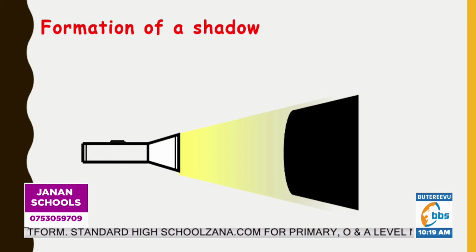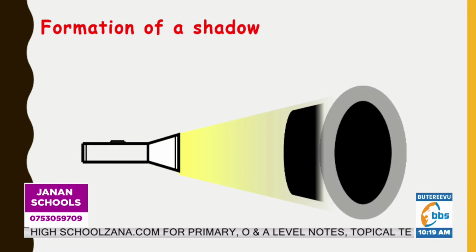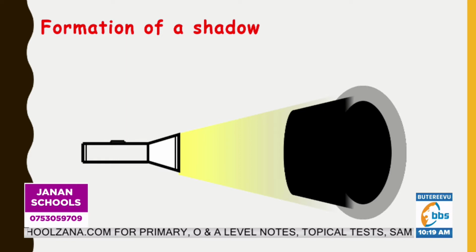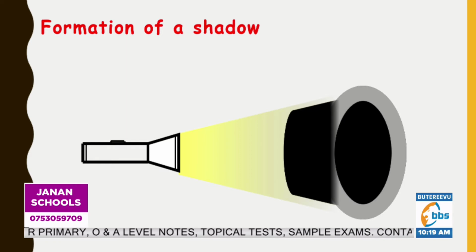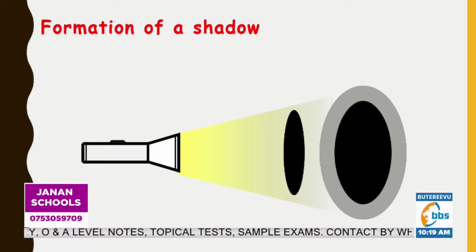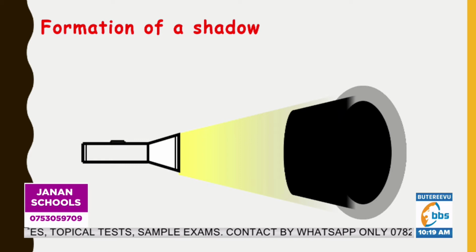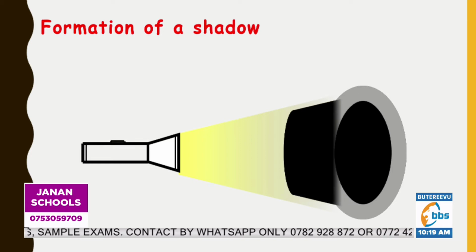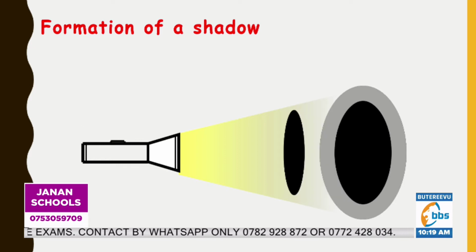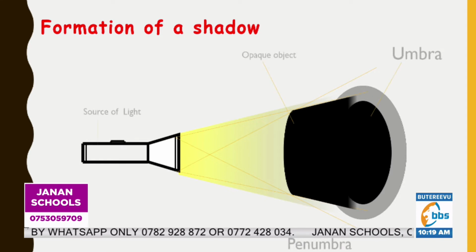Let's continue and see exactly what happens. A shadow will be formed, but it will have two regions. The dark region is the umbra, and the lighter region is the penumbra. Now, let's continue and look at other shadows.